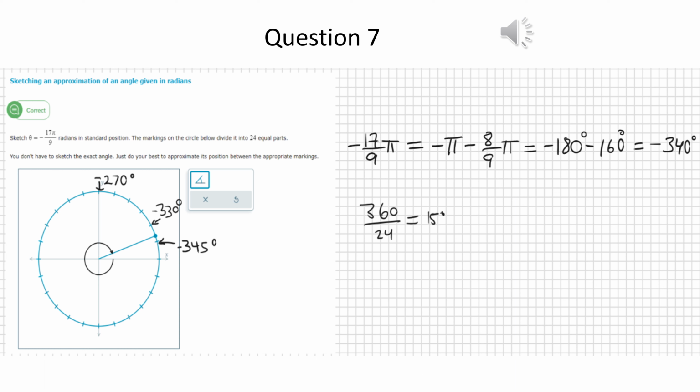Okay, there are two different ways to analyze this. One way is using radians directly, so negative 17 over 9 pi. You separate it like 9 over 9 is 1, negative pi, minus 8 over 9 pi. Or directly you convert to degrees: divided by pi, the pi cancels, multiply by 180. Actually, the answer is negative 340 degrees.